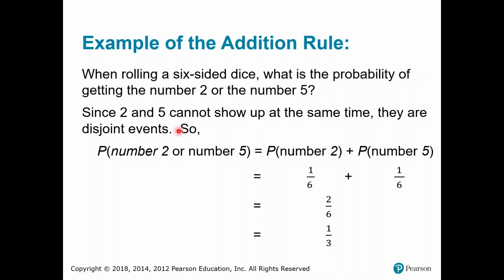Okay, so let's look at this example. When rolling a die, what is the probability of getting a 2 or a 5? Well, we know that we cannot get both 5 and 2 showing up, so we have disjoint events. And so P of 2 or 5 is P of 2 plus P of 5. P of 2 is 1/6, and P of 5 is also 1/6, because there are 6 numbers altogether and each shows up only once. So 1/6 plus 1/6 is 2/6. Reduce that to the lowest terms, it is 1/3.